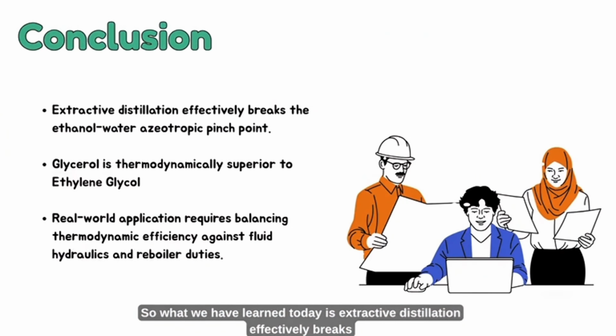So, what we have learned today is that extractive distillation effectively breaks the ethanol water azeotropic pinch point, and glycerol is thermodynamically superior to ethylene glycol. And the real-world application requires balancing thermodynamic efficiency against fluid hydraulics and reboiler duties.